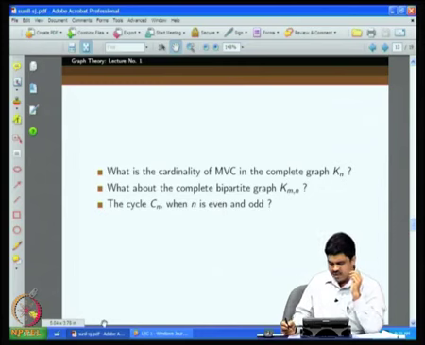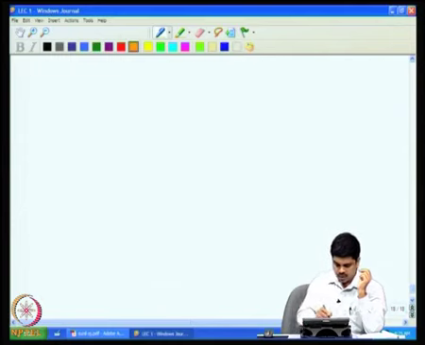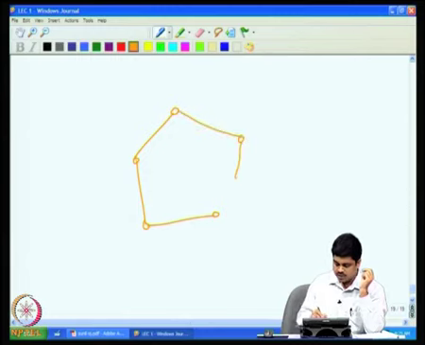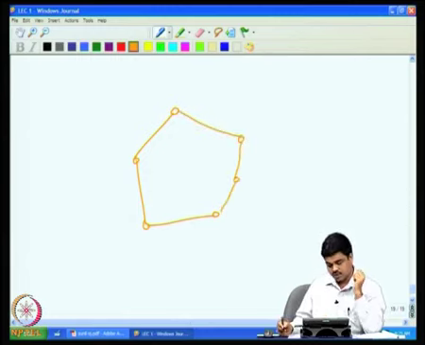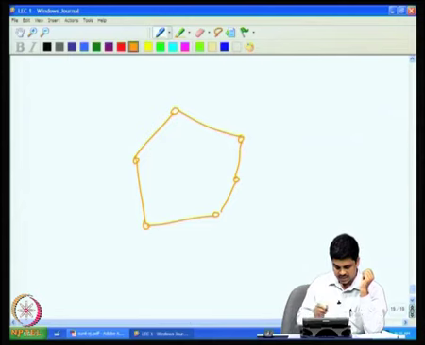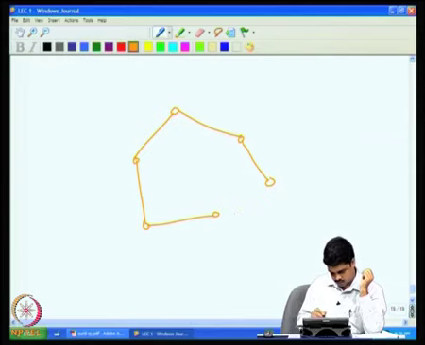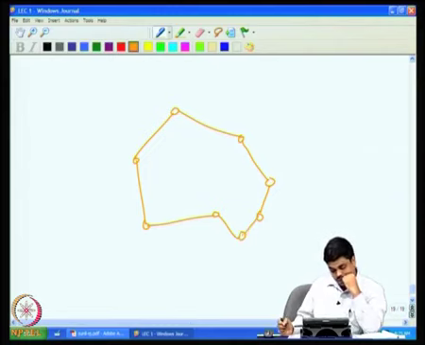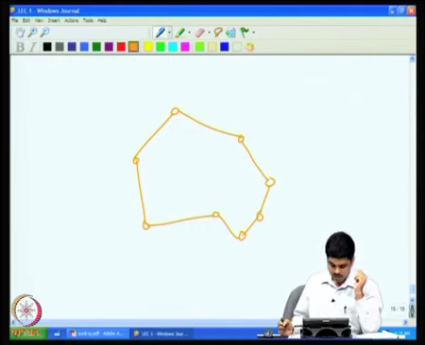Next, what about the cycle on n vertices? If we consider the cycle on n vertices, what should be the cardinality of a minimum vertex cover? Here I have drawn a cycle on 7 vertices, so let us make it 8. So, it is a cycle on 8 vertices.